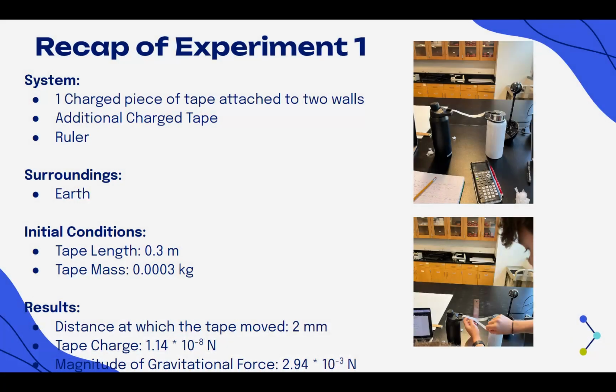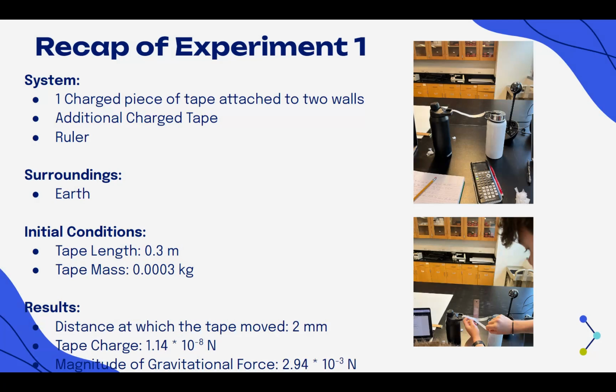Here's a recap of the first lab, which this one is based upon. My system was one charged piece of tape attached to two walls, and my surroundings was everything else. For initial conditions, the length of each tape was 0.3 meters, and the masses were both 0.3 grams. We first determined if the charged tape was positive or negative by putting it near a negatively charged plastic pen. Because the tape was attracted to the pen, it can be determined that the tape was positively charged. After putting one tape under the other and slowly moving the bottom one up, the distance at which the top tape moved was found to be 0.02 meters.